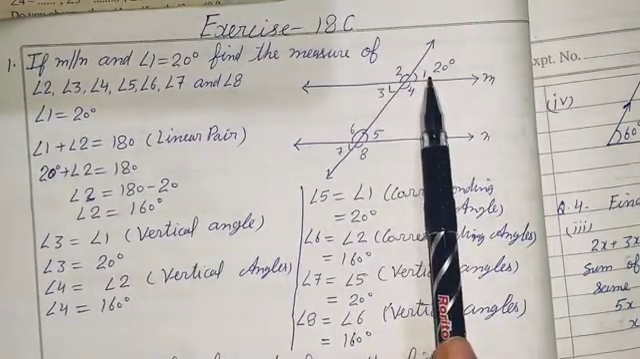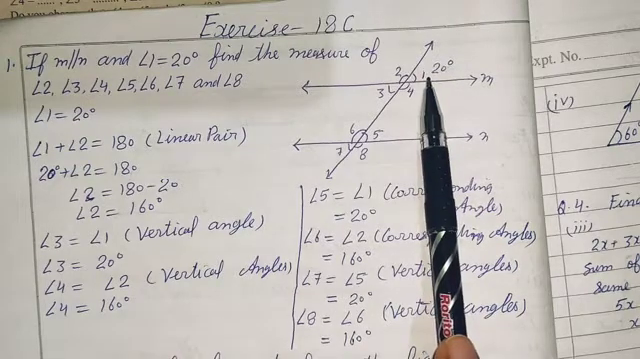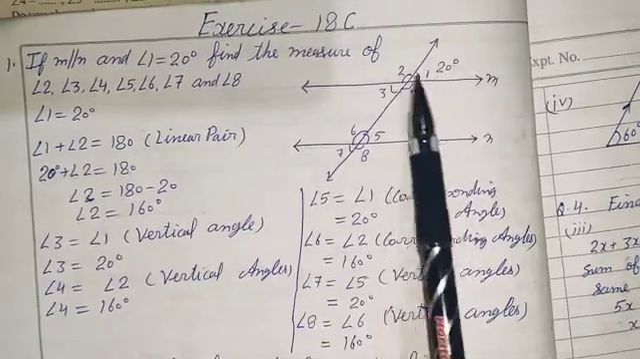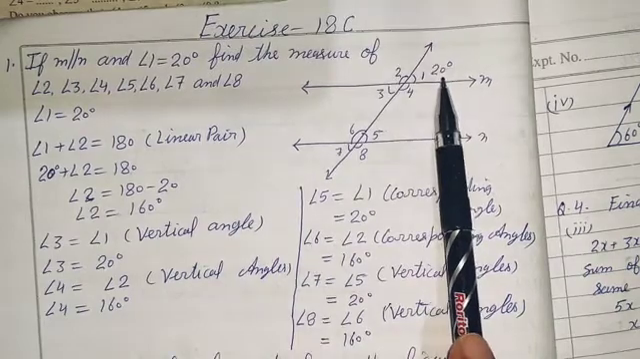What are linear pairs? The sum of two angles which are on a straight line having one arm common, they are making a linear pair. So angles 1 and 2 are making a linear pair here, and the sum of the linear pair is 180 degrees.